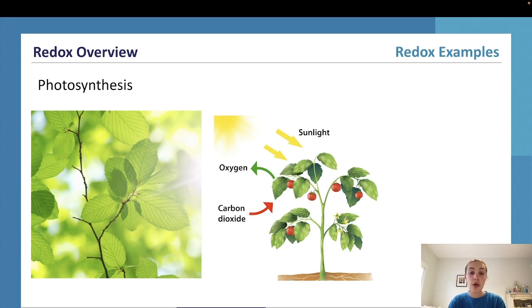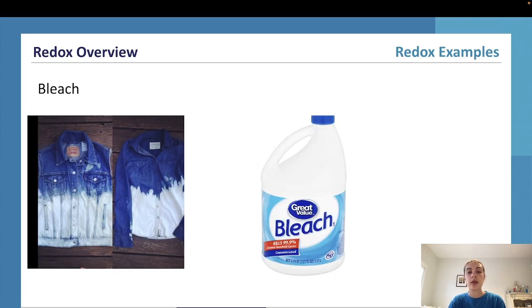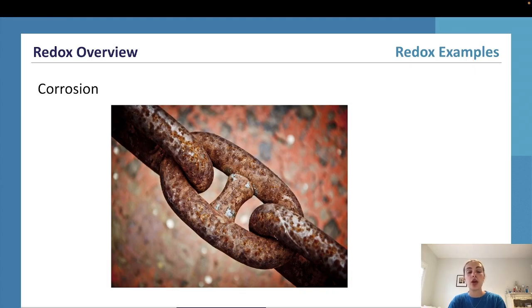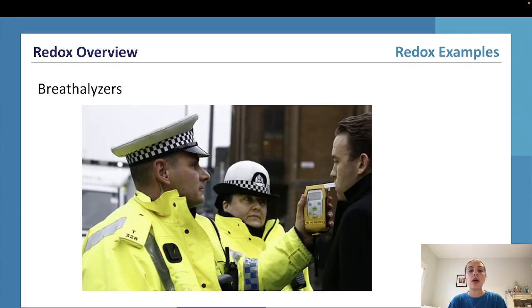As I sort of touched on before, photosynthesis, so we've got the sunlight, carbon dioxide going in, and that forms oxygen. The use of bleach is a redox reaction, which results in that color change. Corrosion, and so the ions which are losing electrons is actually what results in that breakdown of the metal, because so many electrons are lost that the metal actually just loses its integrity. Breathalyzers use a redox reaction.